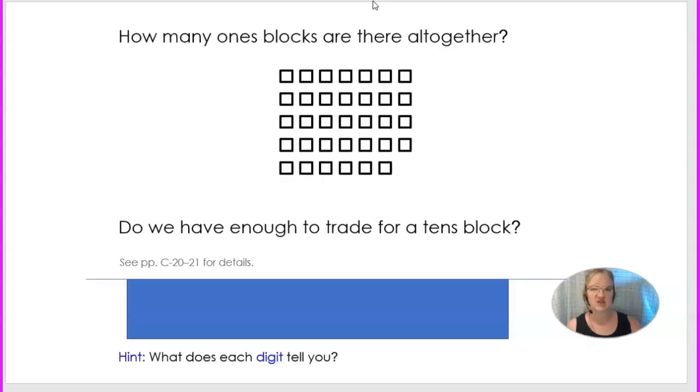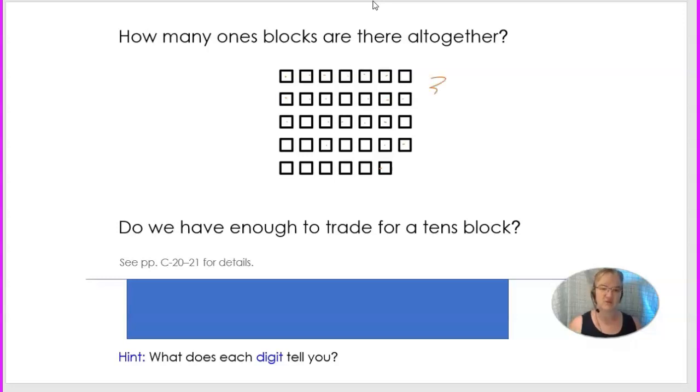So looking at this first slide here, how many ones blocks are there altogether, it asks. Well, let's see. Here we've got 1, 2, 3, 4, 5, 6, 7, 8, 9, 10, 11, 12, 13, 14, 15, 16, 17, 18, 19, 20, 21, 22, 23, 24, 25, 26, 27, 28, 29, 30, 31, 32, 33, 34. Whew, that's a lot of counting to do.